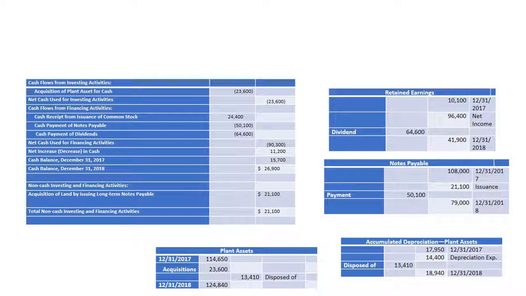The final area of the statement of cash flows is where we handle material non-cash investing and financing activities. These are activities where you purchase an asset with a liability or stockholders' equity. In this case, they purchased land with a long-term liability, notes payable. So although it doesn't affect cash flow directly up in the top, you still list it at the bottom to let decision makers know, hey, they bought an asset and increased a liability. No effect on cash, but it was an effect on the financial area of $21,100.